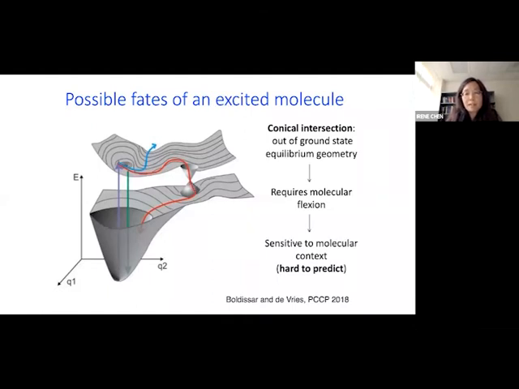It's sensitive to the molecular context, to the RNA sequence, as we'll see. So it's kind of hard to predict these conical intersections. And so we just decided, let's take some RNA, expose it to UV, and we'll take some functional RNA, expose it to UV, and see what sites are damaged.